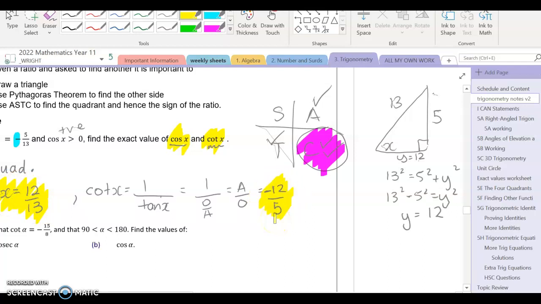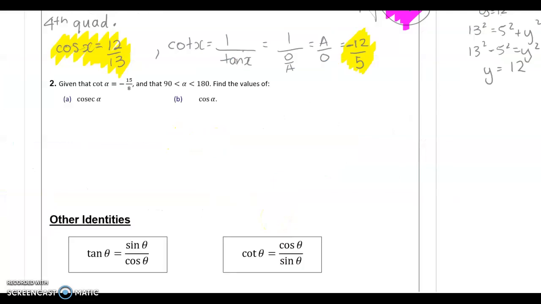Okay, let's move on. Question 2. Given that cot of alpha is equal to minus 15 on 8 and that 90 is less than alpha is less than 180, find the values of cosec alpha and cos alpha. Okay, a lot of you will get into questions like this and you will look at them and go, it's too hard, I don't understand what it's saying.